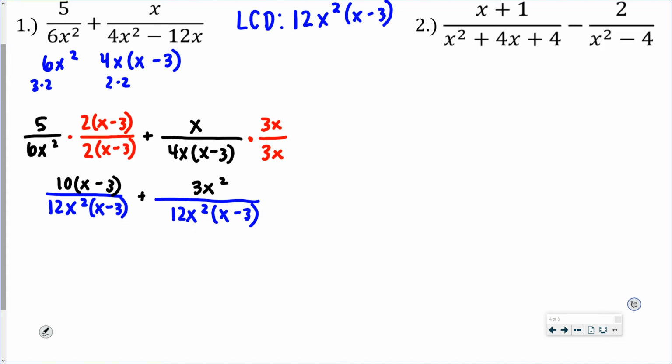So now we're ready to add these together. I'd probably do this first. I'd probably write that as 10x minus 30 over my LCD.